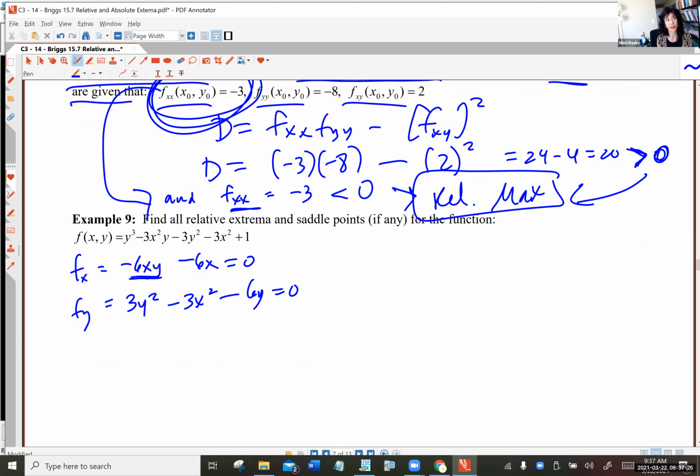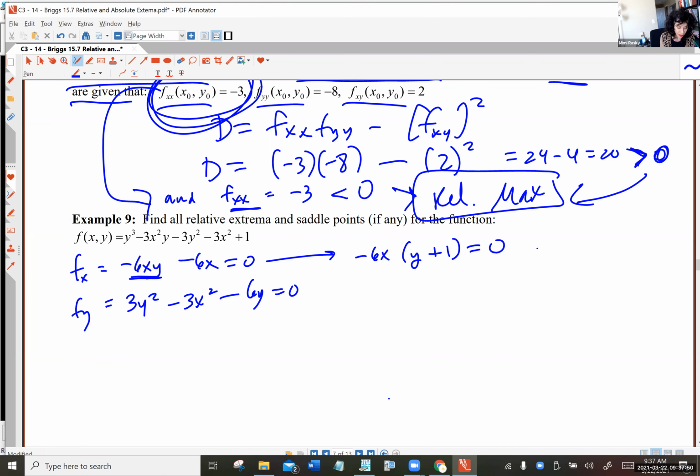Well, what do I mean? ZPP, zero product property. If something equals 0, one of those factors has to equal 0. So, factor and do the ZPP. I'm going to do that for the very first partial. If I factor out the common factor of negative 6x, the other factor is y plus 1, and that equals 0.